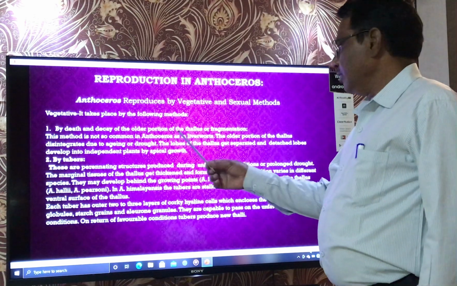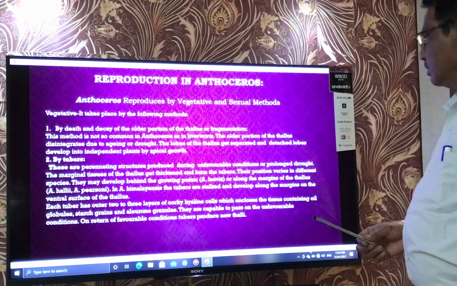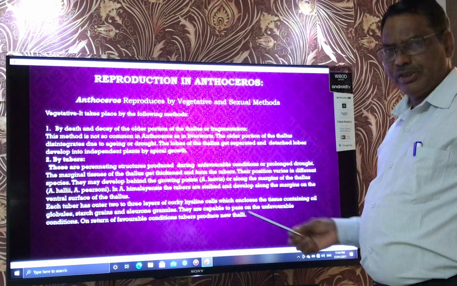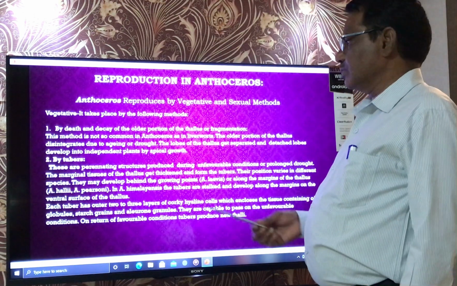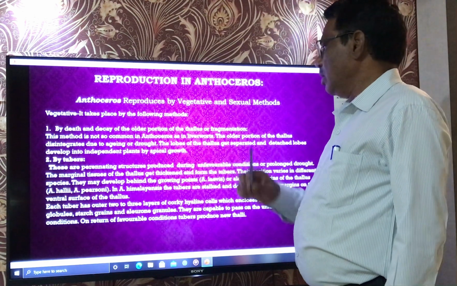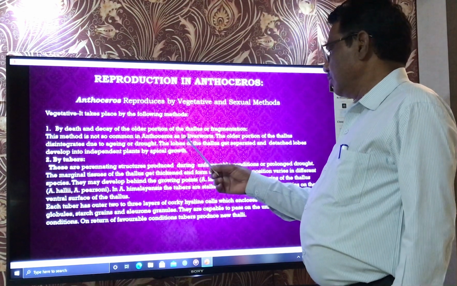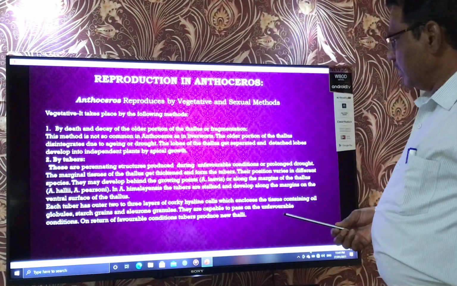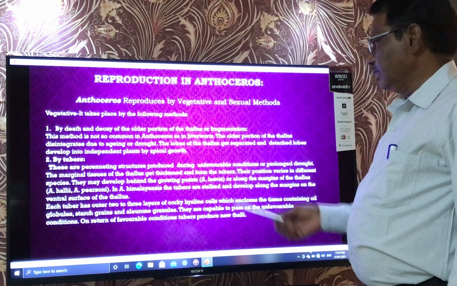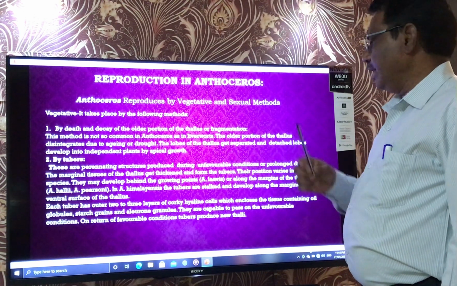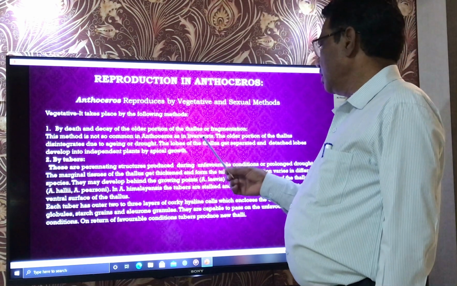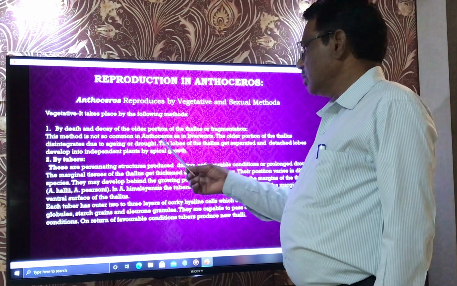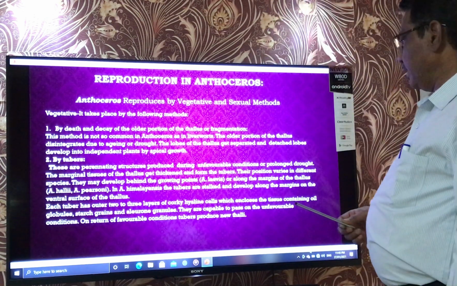By death and decay of older portion of the thallus, which is commonly called fragmentation, which is very common in most of the bryophytic members. So this method is not common in Anthoceros, which is very common in case of liverworts. Liverworts madhye he fragmentation mechanism, fragmentation method jee aahe tee more common aahe. It is not so common in case of Anthoceros.